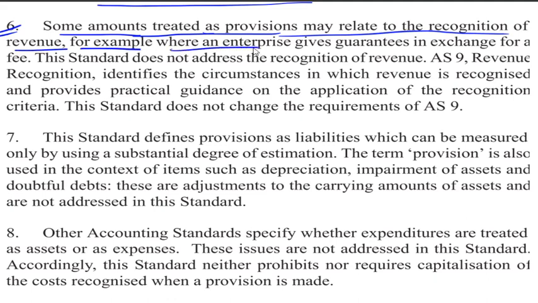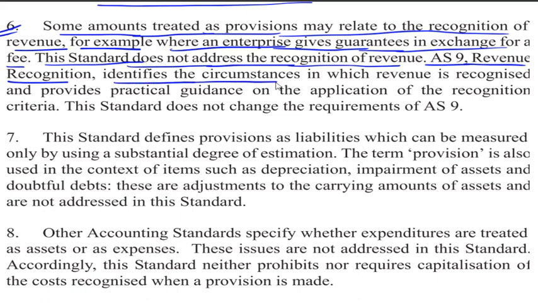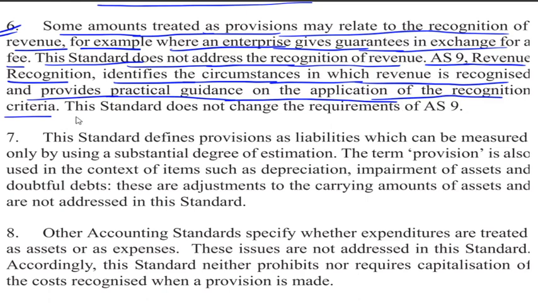For example, where an enterprise gives guarantees in exchange for a fee, this standard does not address the recognition of revenue. Accounting Standard 9, revenue recognition, identifies the circumstances in which revenue is recognized and provides practical guidance on the application of recognition criteria. This standard does not change the requirement of Accounting Standard 9.